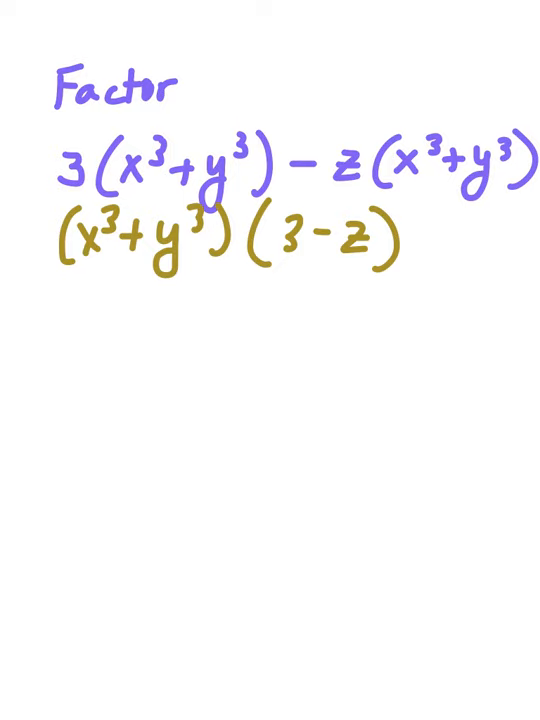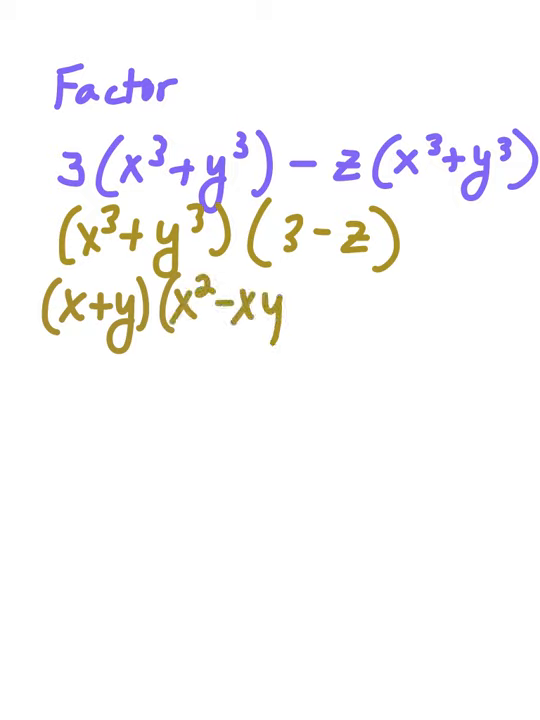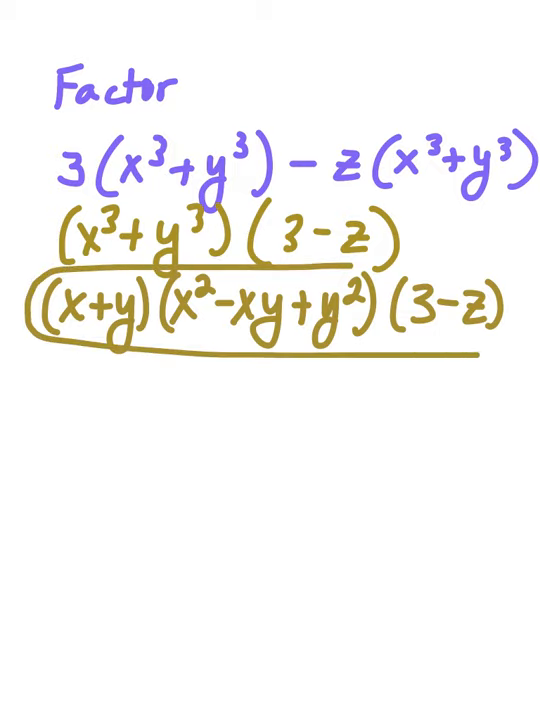And that's going to be x plus y. I'm just going to use the pattern here. It'll be x squared. Remember, we need a minus sign in here. xy plus y squared times 3 minus z. And that is the end of the lesson.